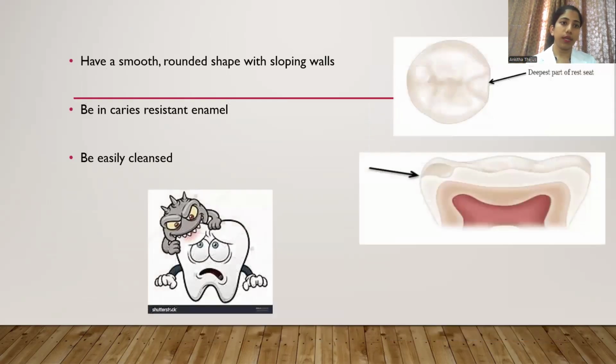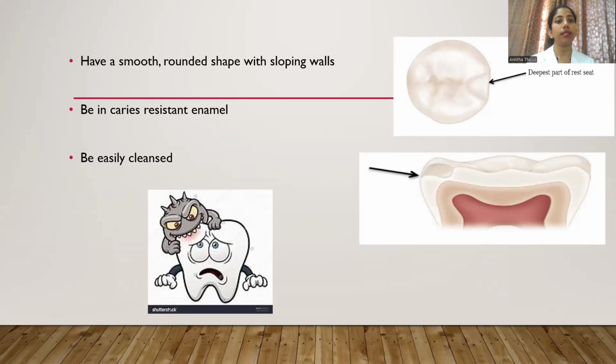Next, the rest seat should have a smooth rounded shape with sloping walls. The walls should be rounded and smoothened. Otherwise, there is a chance it will fracture the wall or the edge of the tooth. So always smooth and round the edges of the walls of a rest seat.